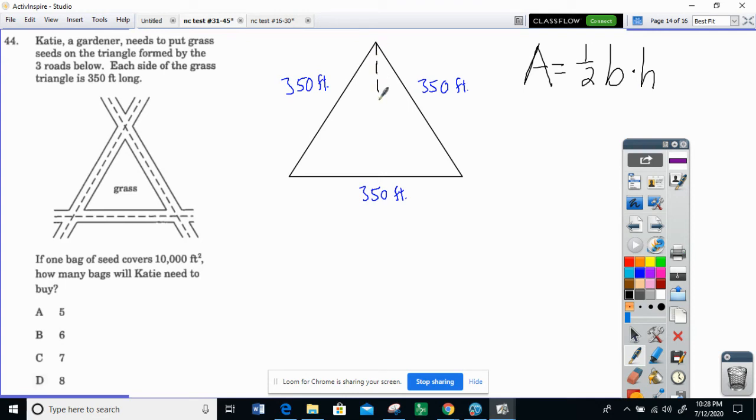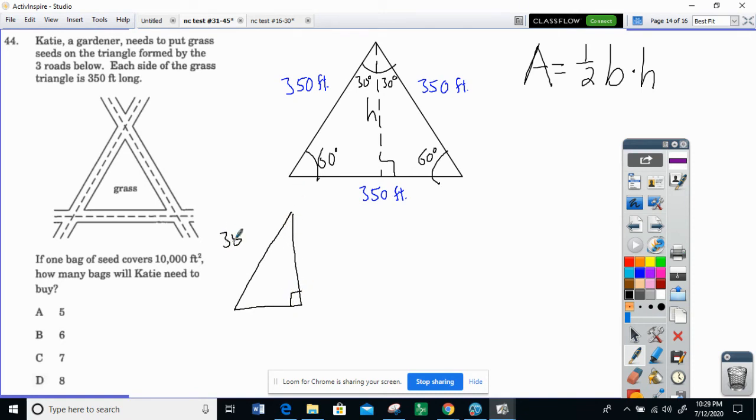So we need to find the height of this triangle. But we've seen this before on this assessment. If this is an equilateral triangle, then it has to be an equiangular triangle as well. All 3 of the angle measures of the equilateral triangle measure 60 degrees, but this one gets split into 2 30-degree angles, which means underneath we can draw a 30, 60, 90 triangle.